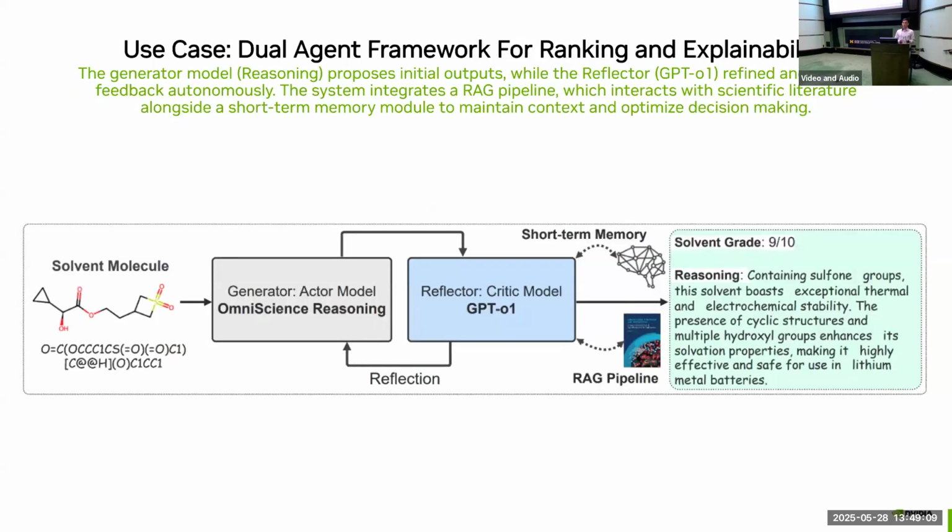And briefly, I'll talk about an example of this reasoning model's use case in a dual agent framework for ranking and explainability of materials. The application here was to take a molecule and feed it into this dual agent framework where we had Omniscience acting as the generator model, where it would give us an answer to what sort of properties a particular molecule would have. And if we're looking at a specific task, it could tell us whether or not this molecule might be best suited for this task. And with that answer, we fed it into a reflector model or a critic, which in this case was a GPT model.